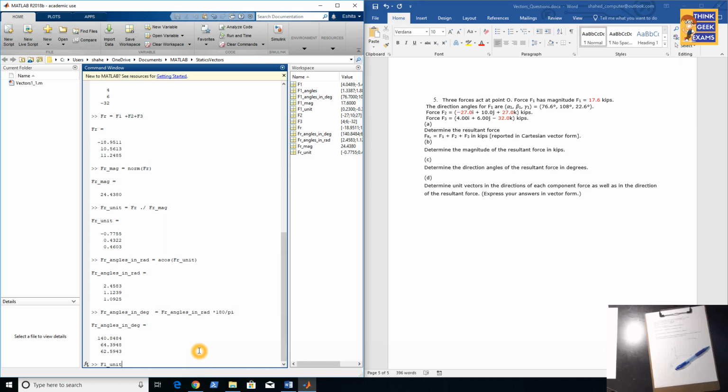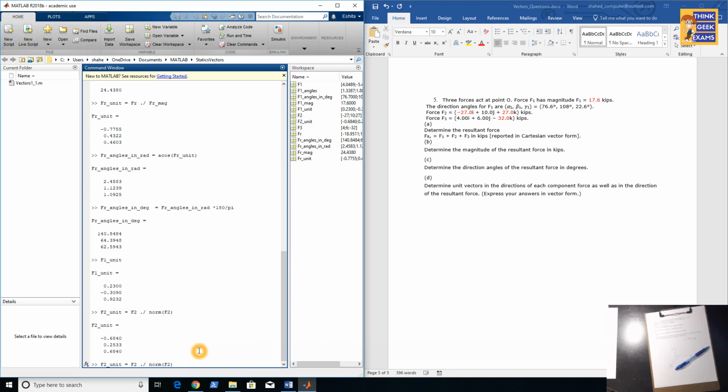So the first one is F1 unit. We already know that, right? So F2 unit equals F2 divided by norm F2. And same with F3. Oops, F3, I forgot to do it right. This is F3. And FR unit. We already have that calculated, so I don't need to calculate that again.